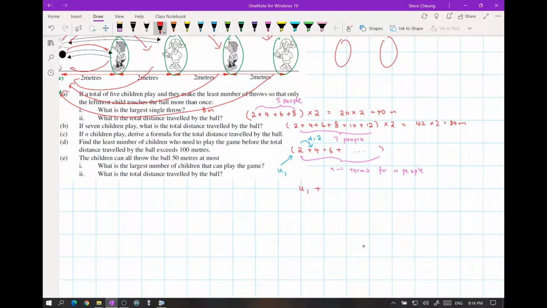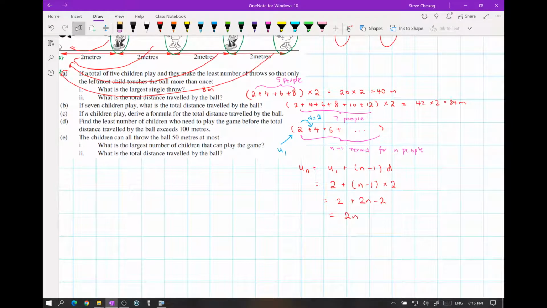Let me just write down the n-term formula. It's U sub n equals U1 plus (n minus 1)d. So the first term is 2. We have exactly n terms, so (n minus 1)d. So this simplifies to 2n. Okay, but we are not done yet. Remember, we need to include times 2 here. So therefore, this will be 2n times 2, which is 4n. I did something really wrong. Because I should have done the sum. Oh, man. Oops.